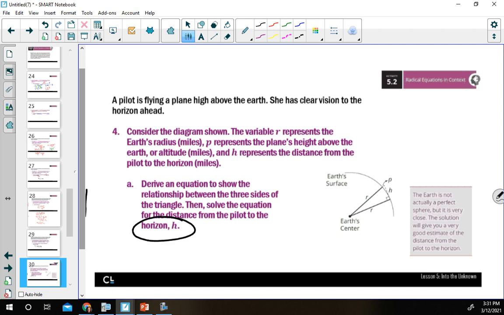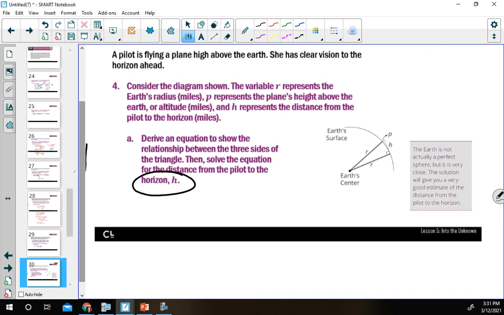Okay, so that is a right triangle. So I'm going to do the Pythagorean theorem. I'm going to label on here. I'm going to say this is my A, this is my B. Your C has to be across from your right angle. So what represents my Pythagorean theorem? A squared plus B squared equals C squared.